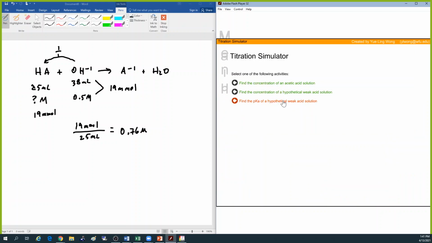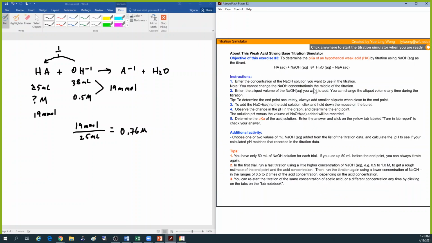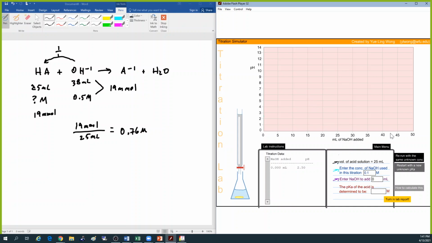I'm going to do a different experiment. This time I want to find the pKa. There will never be a weak acid, weak base problem. There's just no practical reason. The only thing we will do is weak with strong. So if it's a weak acid, there'll be a strong base. And if it's a weak base, there'll be a strong acid. And obviously strong with strong, we already did.